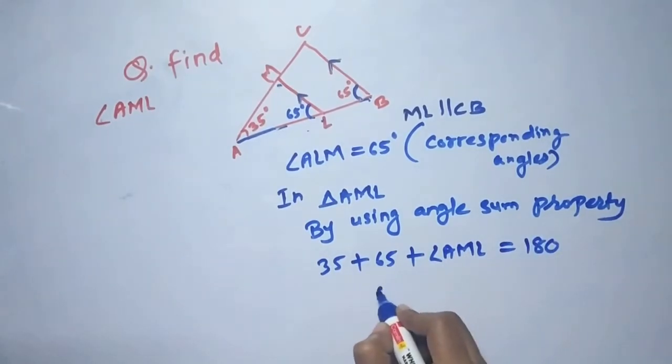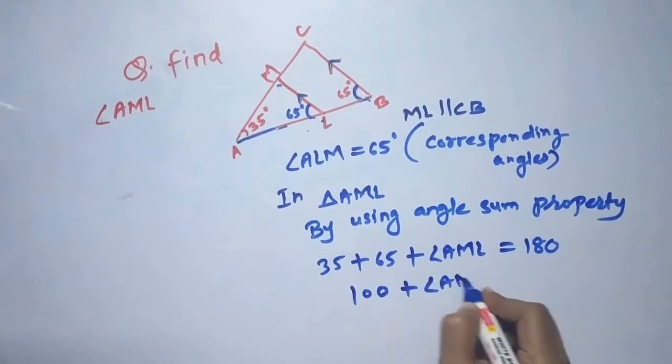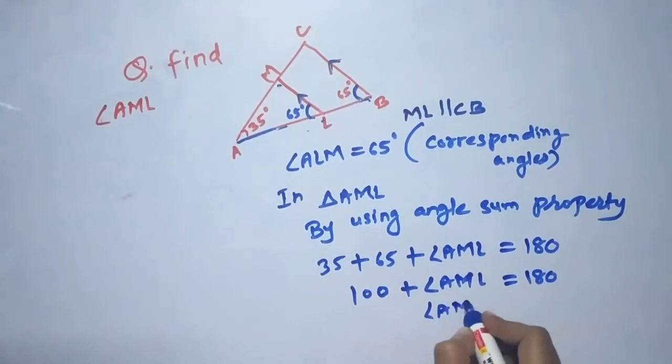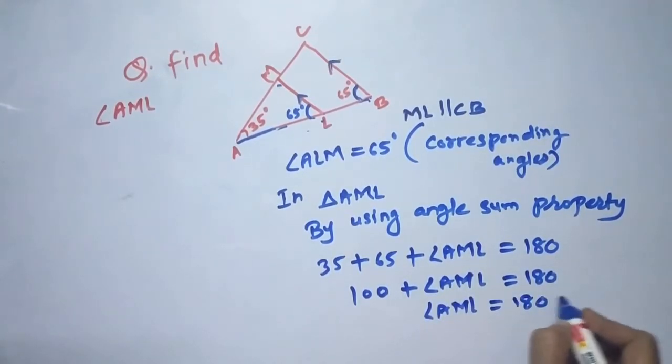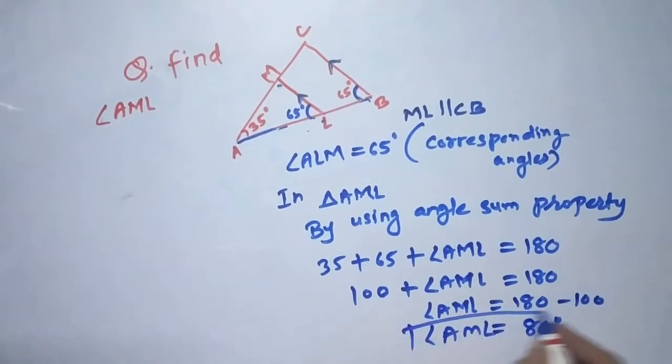So we can do the addition here. We'll get 100 plus angle AML, which is equal to 180 degree. So angle AML is what friends? 180 minus 100. You'll get 80 degree. So here we found this angle is what? 80 degree.